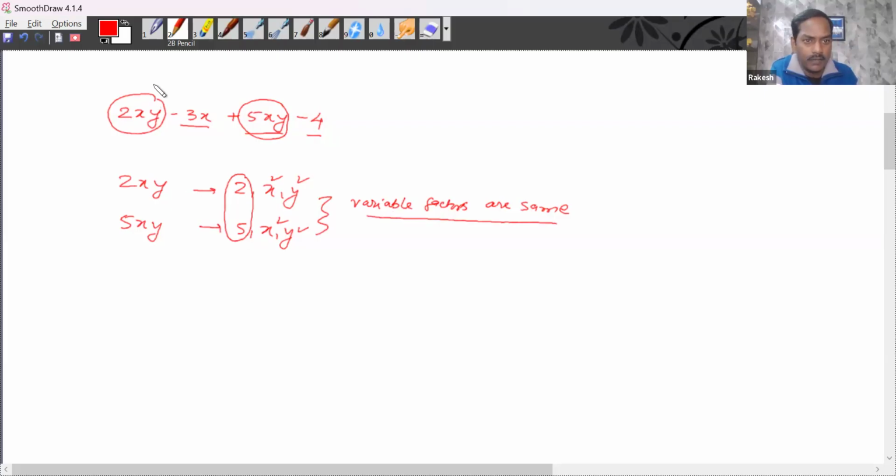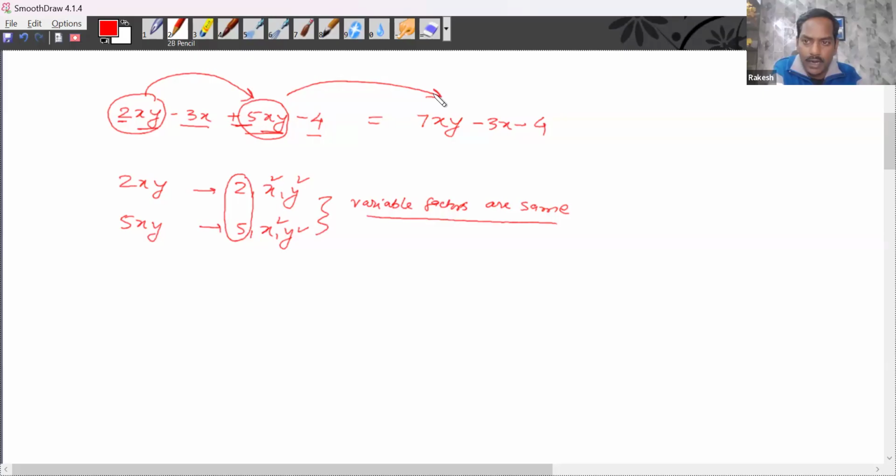For example, here, if I collect them together, xy is common. It is plus 5 and here it is plus 2. So together these two will become 7xy. 2 plus 5 will make it 7, and x and y will remain the same. Minus 3x, minus 4. So we can further simplify this and write it as 7xy minus 3x minus 4. So this is all about like terms.